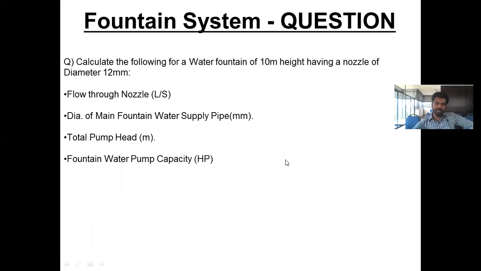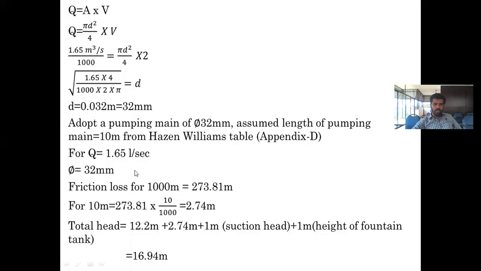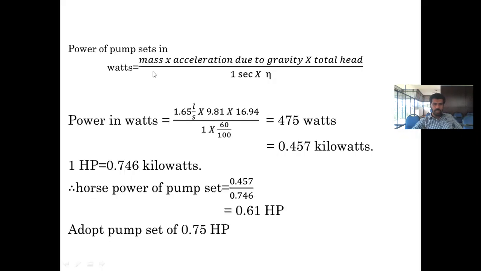So we found the flow through the nozzle and the diameter of the fountain water supply pipe. Then we found the total pump head in meter. Finally we have to find the fountain water pump capacity. We know the formula for water pump capacity. Power of pump set in watts, so we will be getting the answer in watts. You have to find out the power of the pump.